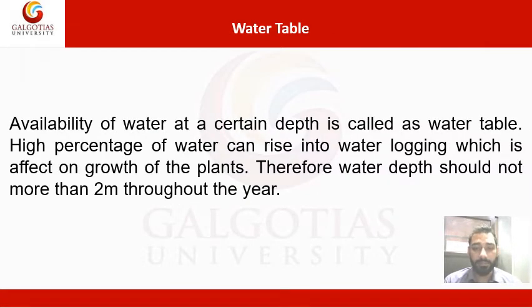Water table. Availability of water at a certain depth is called the water table. A high percentage of water can result in waterlogging, which affects the growth of the plant. Therefore, the water table should not be more than 2 meters deep throughout the year.